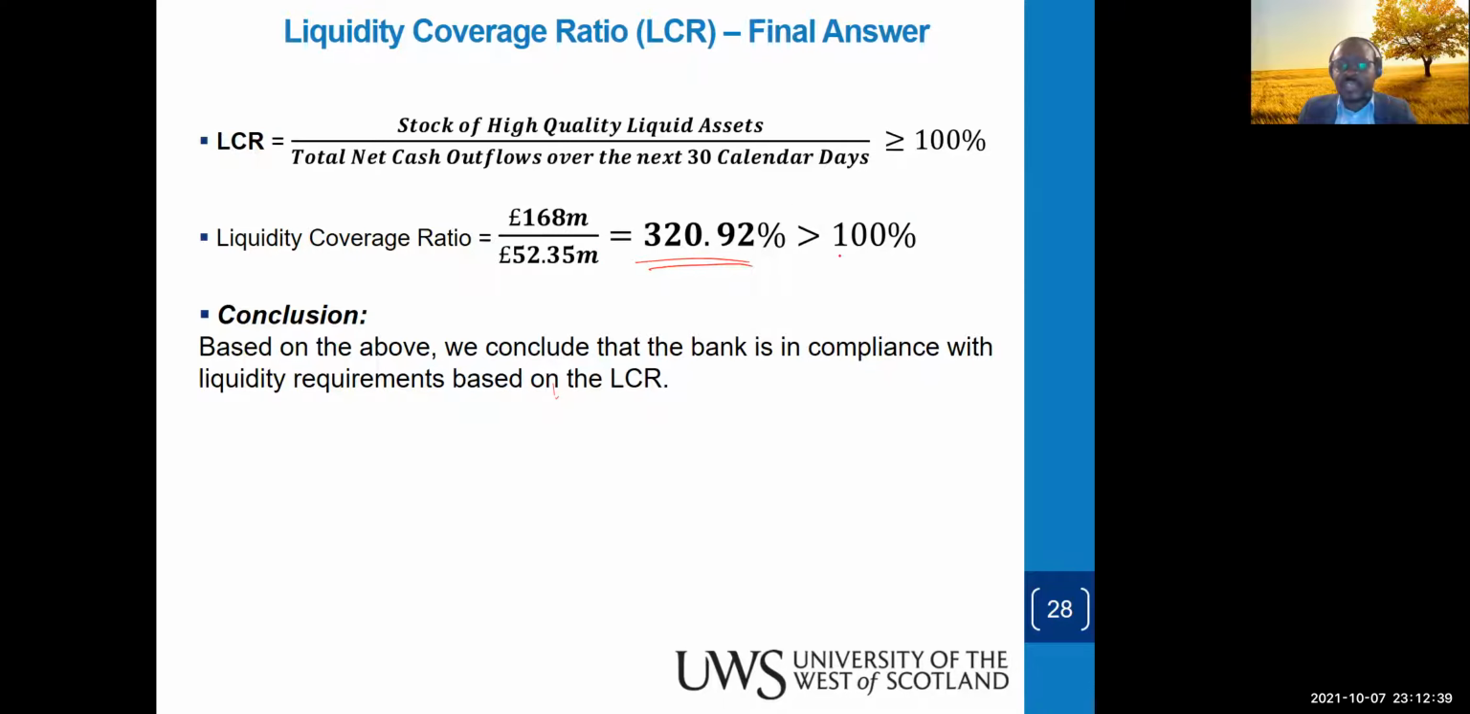Compared to 100%, you realize it is far exceeding 100%. Once it is far exceeding, we conclude that the bank is in compliance with the liquidity requirements based on the liquidity coverage ratio. They can meet any needs within the 30-day window in case of any acute liquidity stress conditions.